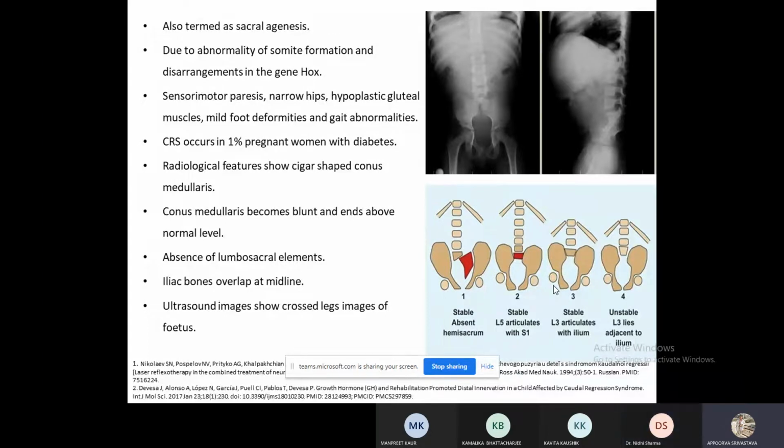Somite formation, there are various somites formed throughout the gestation period, in which cervical, thoracic, lumbar, and sacral somites are different. Every region has a different somite, and when they are matured, they unite at the end of the 8th week, and in the formation.